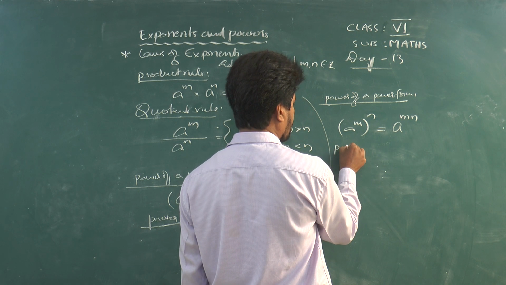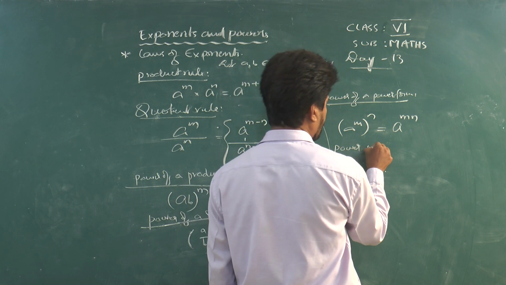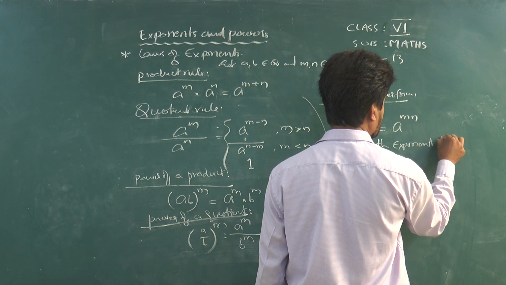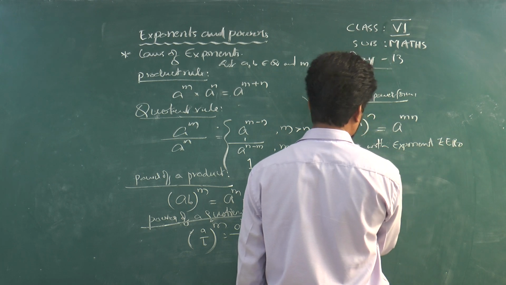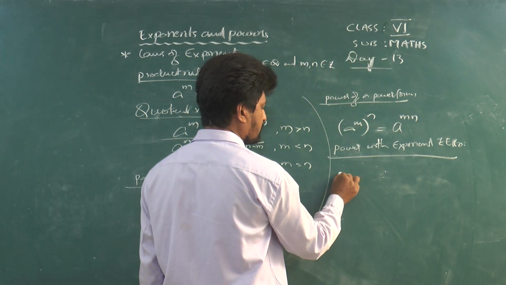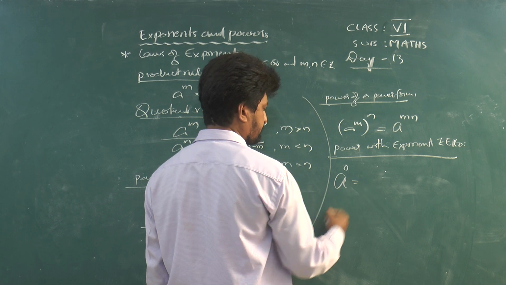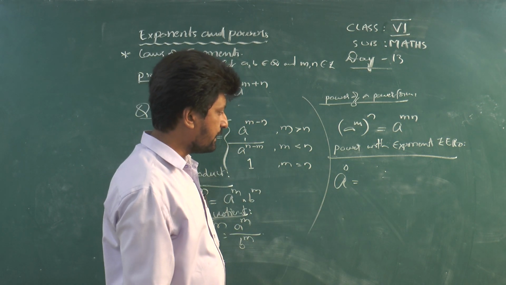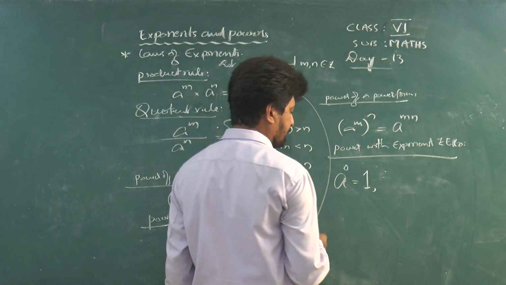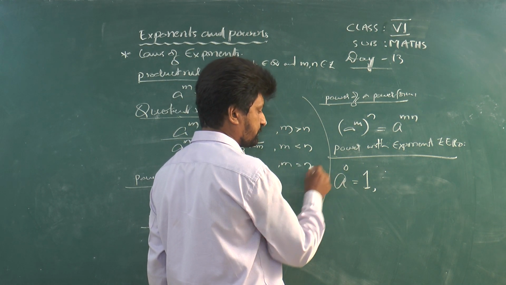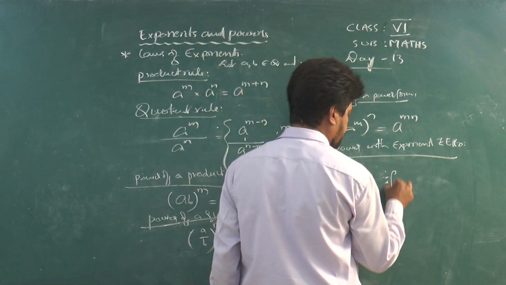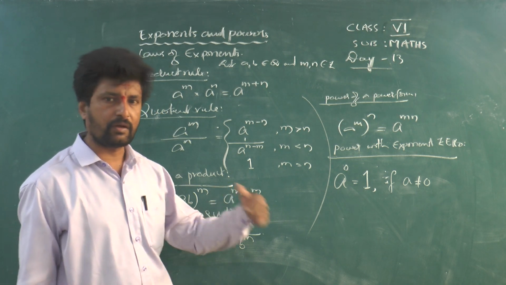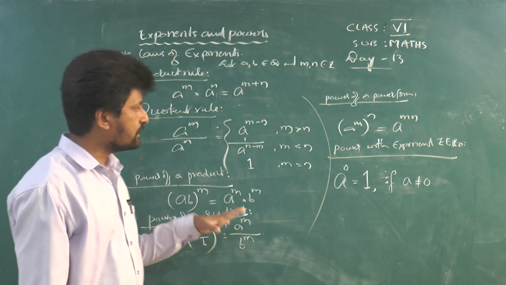And a power with exponent 0. Power with exponent 0. Suppose a to the power of 0 I am taking. If the exponent is 0, then the value we should get is 1. Here, one condition: the base of the exponent form should not be equal to 0. Okay, if a is not equal to 0, then only a to the power of 0 value is equal to what? 1. These are what we usually use.